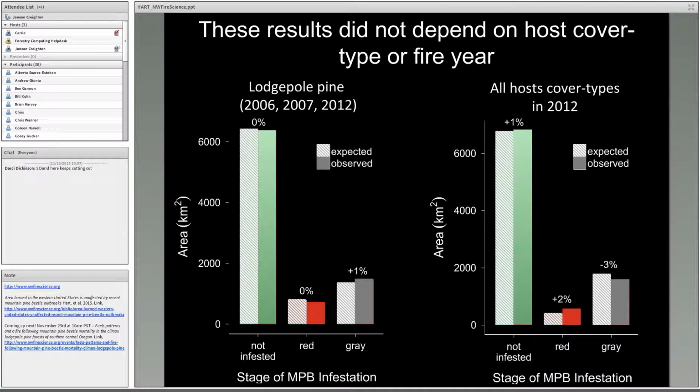The results also did not depend on the actual fire year. So I've shown another graph here which shows all host cover types that burned in 2012. And again, the difference between observed and expected is relatively small. So although we're seeing differences of 3%, in comparison to the actual error that occurs in these large data sets, we said that wasn't very meaningful or significant.